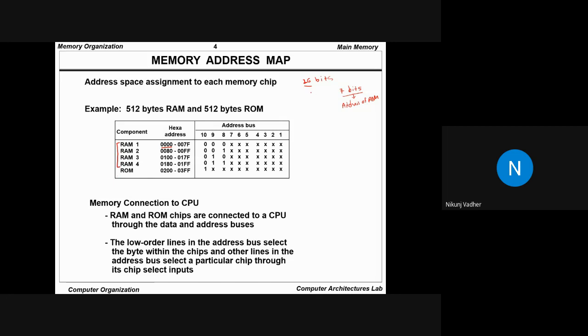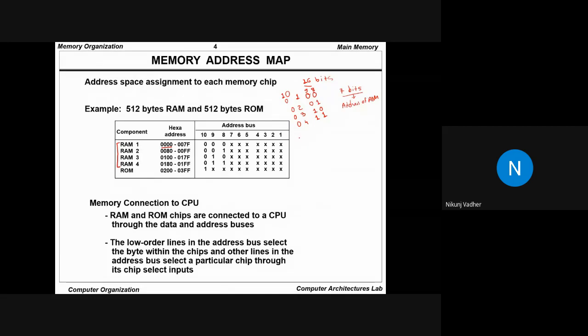So the first RAM chip will have value 00 in bit number 8 and bit number 9. The second RAM chip will have 01, the third RAM chip will have 10, and the fourth will have 11. And in all these cases, the value of the 10th bit will be 0.